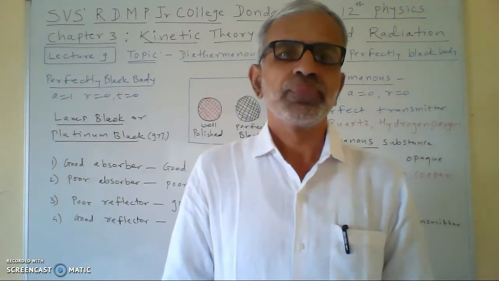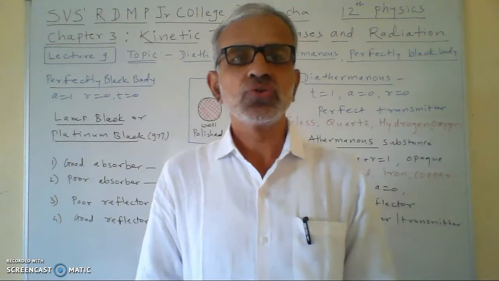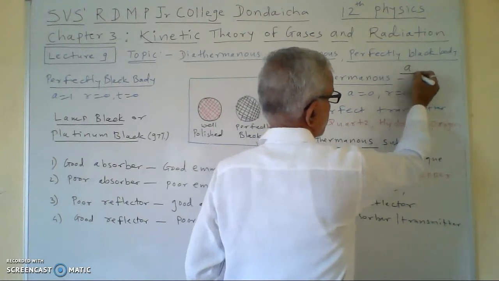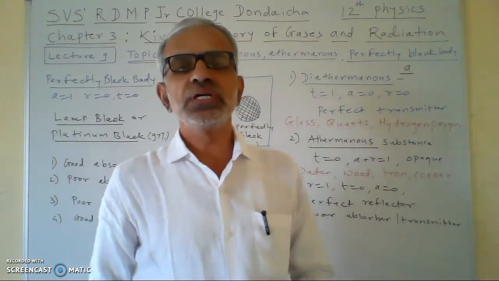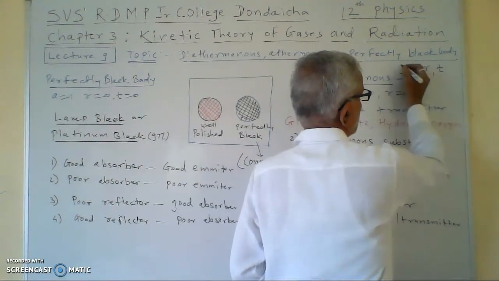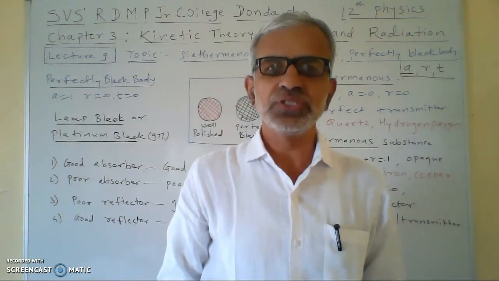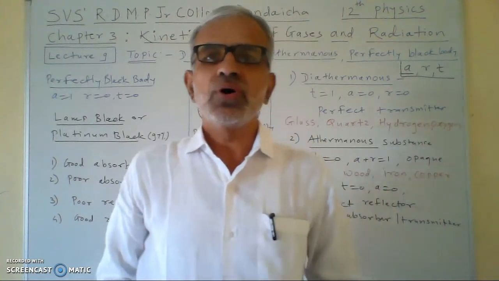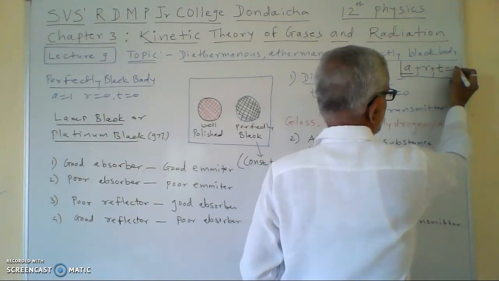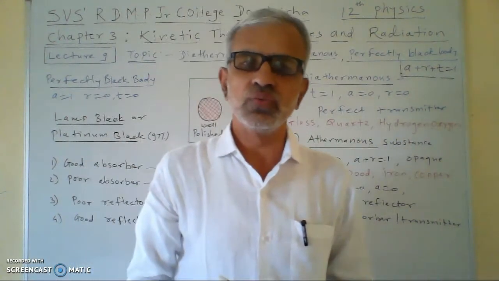In last lecture we have defined three coefficients. First coefficient is coefficient of absorption, denoted by A. Second coefficient is coefficient of reflection, denoted by R. And T is the third coefficient, the coefficient of transmission. The addition of all these three coefficients is equal to 1. For any substance, A plus R plus T is always equal to 1.